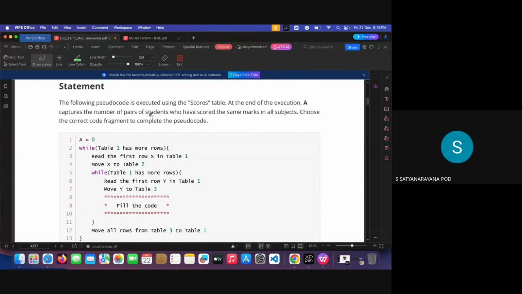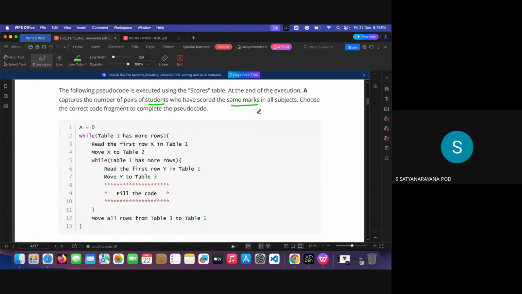Okay, same marks in the sense total marks, and what? Let me check it. The same marks might mean total marks. Choose the correct code fragment to complete the pseudocode. Here it is pairs of students. Remember, pairs of students means there is an outer loop and an inner loop available. We already know this basic kind of logic.